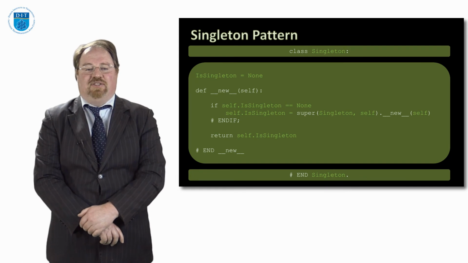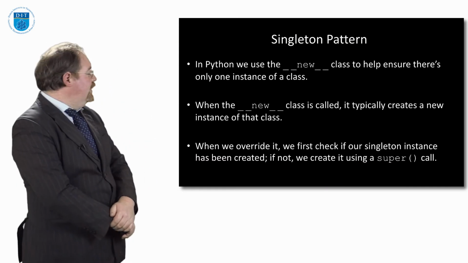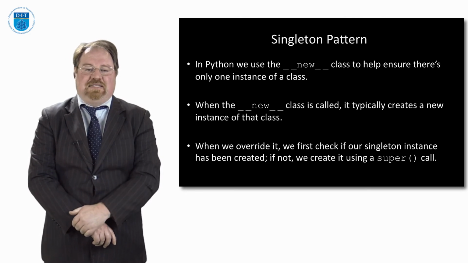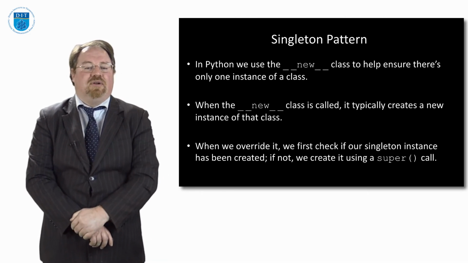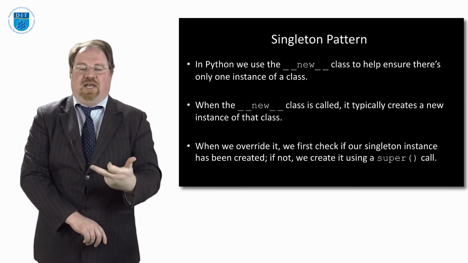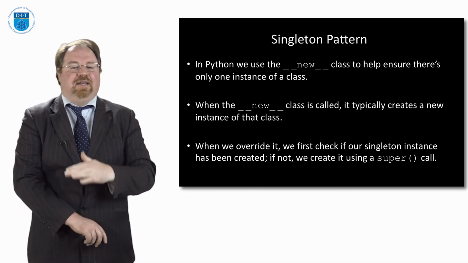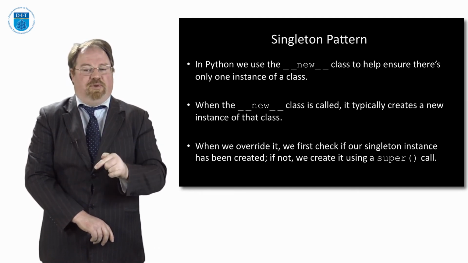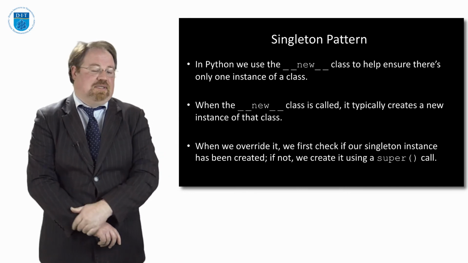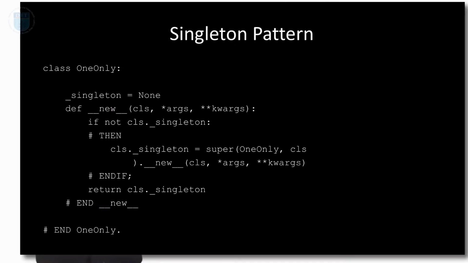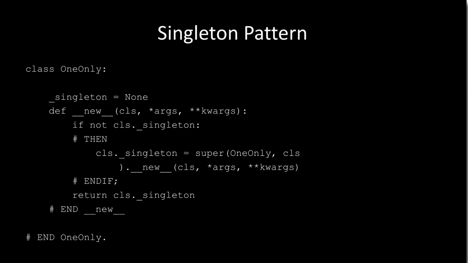In terms of an explanation, the key thing to remember is that in Python, the new method helps ensure there's only one instance of a class. When new is called, it normally creates a new instance, but we're overriding new so that we check if there's already an instance. If there is, we don't do anything, but if there isn't, we use super to create a new instance. Let's look at the Python code for that. It's exactly like the pattern.